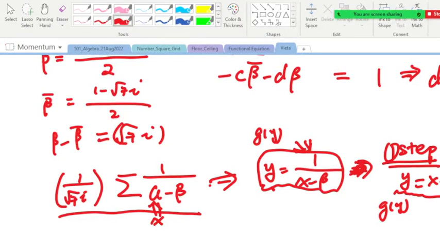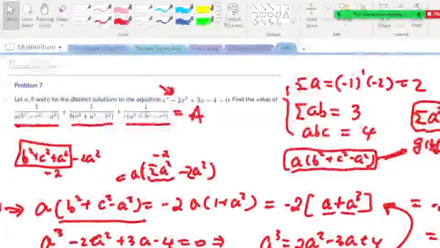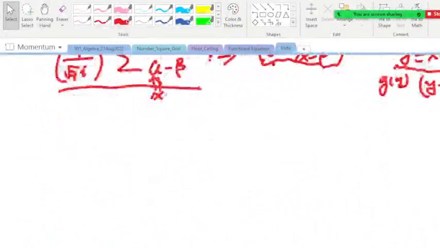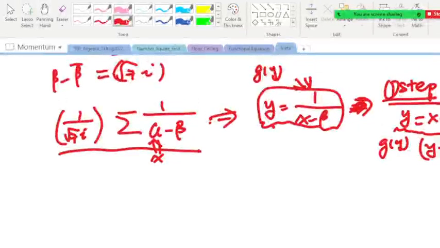Okay, for this one, we can see y plus beta equals x, right? So what can we do now? Very simple, right? It's x cubed minus 2x squared plus 3x minus 4.